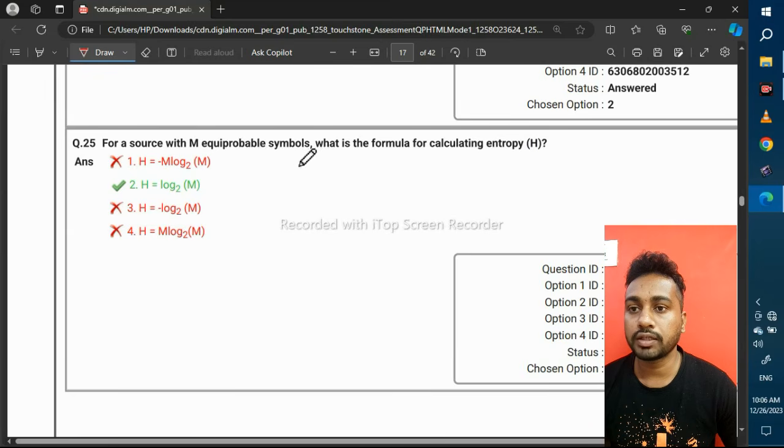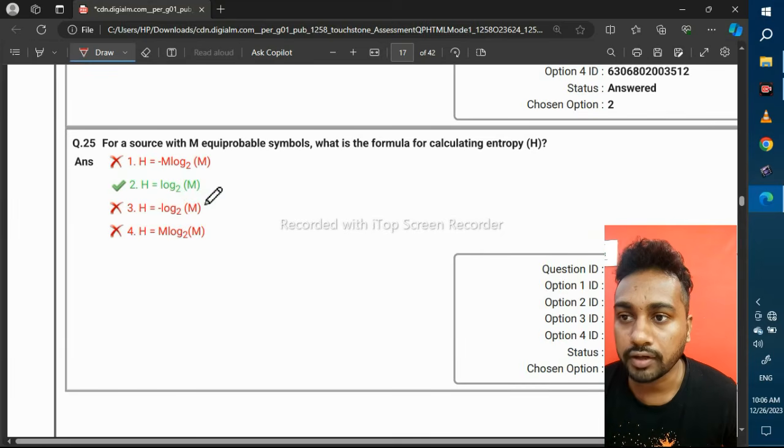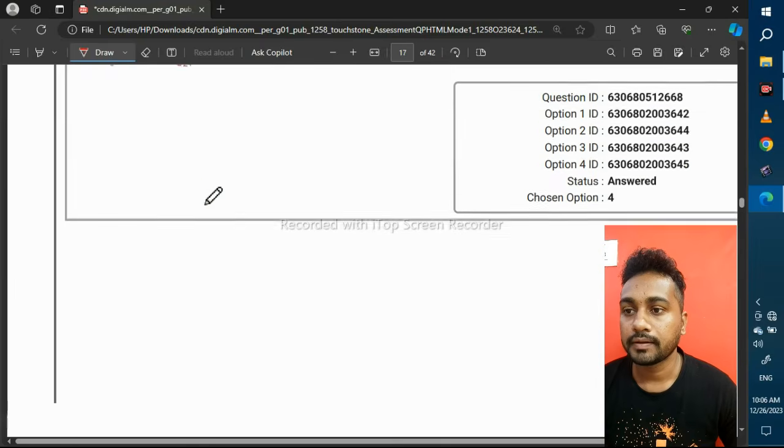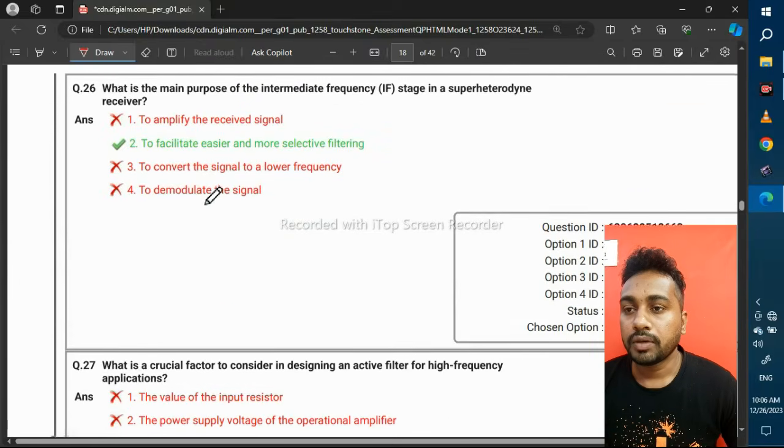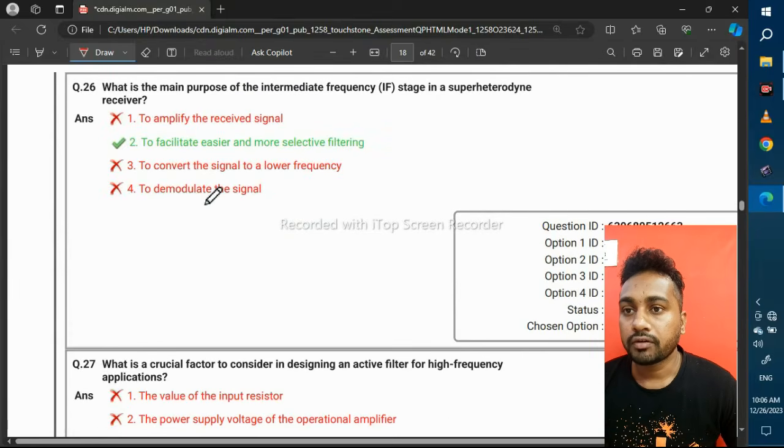So for equiprobable symbols, what is the formula for calculating entropy? So the entropy formula is what? H equal to log 2 M. You need to write only the formula. What is the main purpose of the intermediate frequency stage in a superheterodyne receiver? So in the superheterodyne receiver, we are using IF, intermediate frequency, to facilitate easier and more selective filtering.